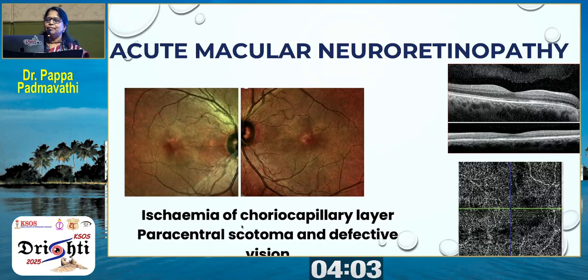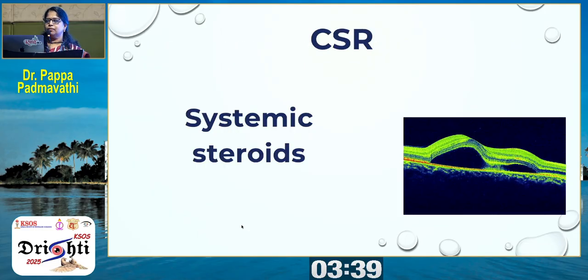Next is acute macular neuroretinopathy. This is also ischemia of a deeper layer, that is, the choriocapillaris. Patients will have hypopigmented wing-shaped areas in the foveal area, and will experience a paracentral scotoma and defective vision. The OCTA shows areas of capillary non-perfusion in the choriocapillary layer. All COVID patients need systemic steroids, so it can cause CSR.